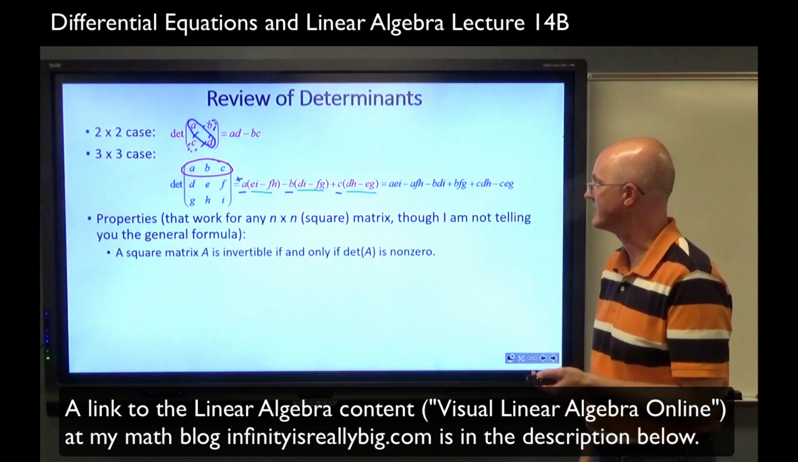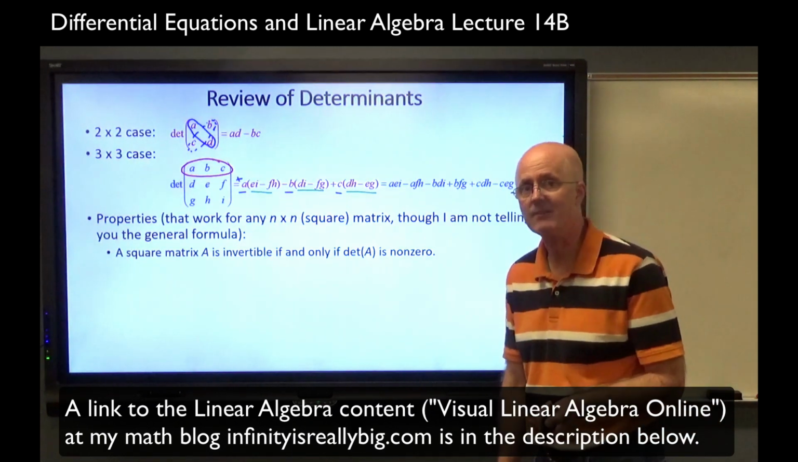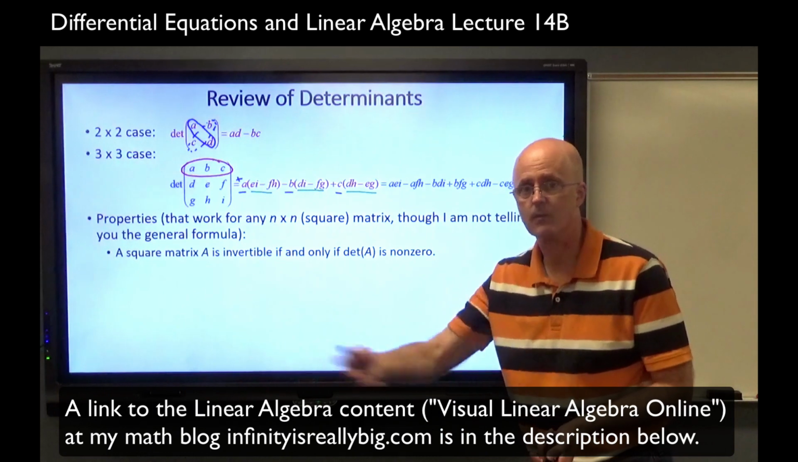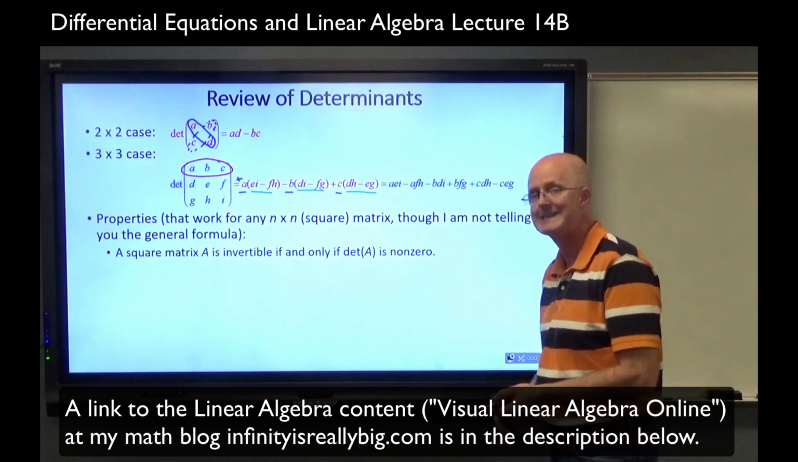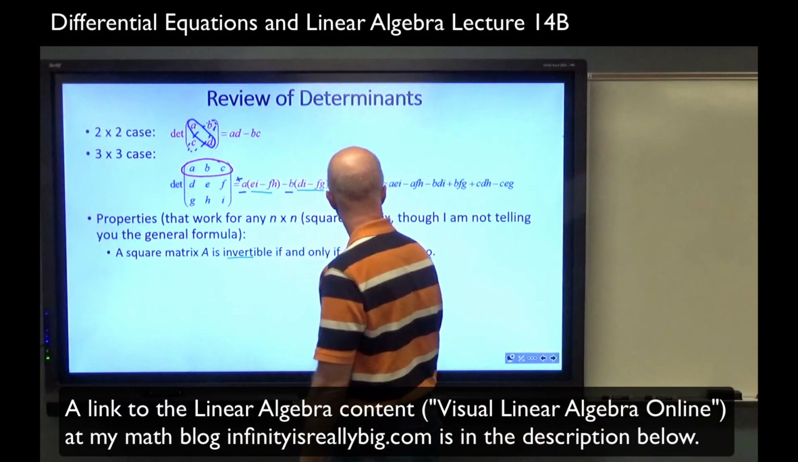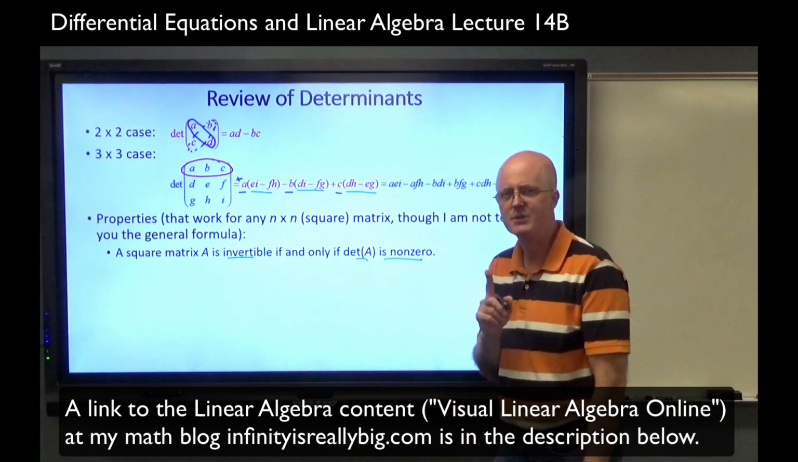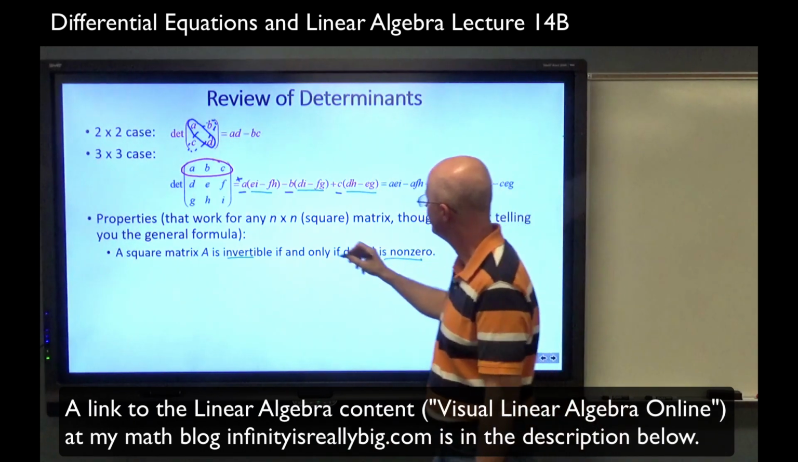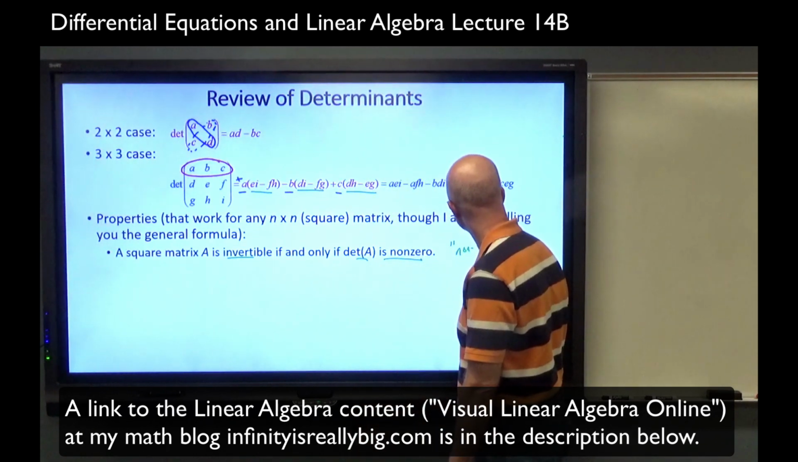First one is the most important. A square matrix A is invertible. It's got an inverse matrix, A inverse, that we can find with the row operations like we talked about recently, if and only if the determinant is non-zero. It's invertible if and only if the determinant of A is non-zero. This is also called, a bit more terminology, non-singular.